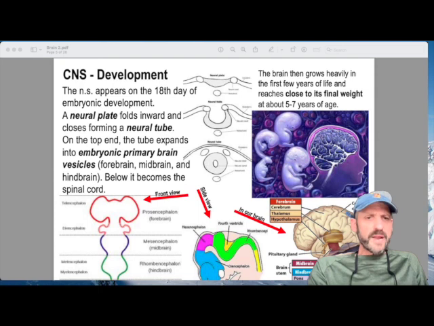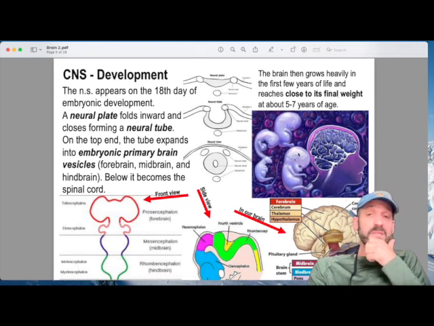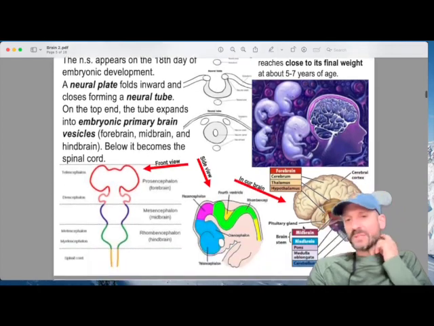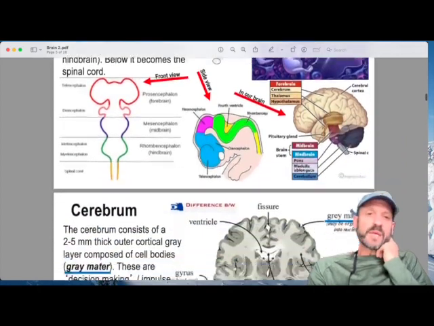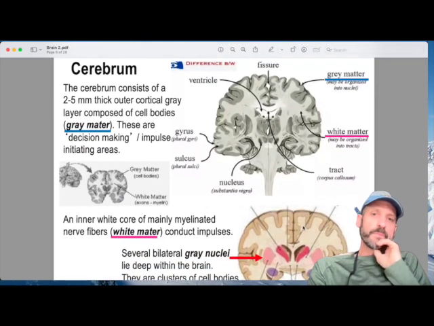Yeah, good. The brain has its final weight, or almost its final weight, at age 5 to 7 years of age. So it's really an organ that grows very heavily at first, in the beginning. And so that's why kids have a very big head compared to their whole body. It has to be accommodating a large brain early on.